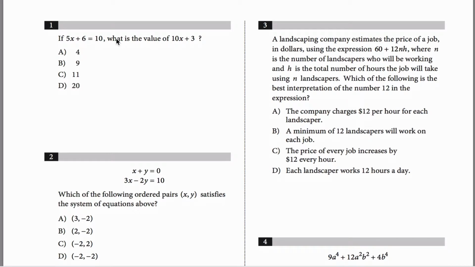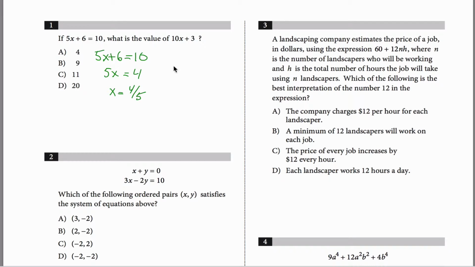So this first problem, you're told that 5x plus 6 equals 10 and asked what is the value of 10x plus 3. Few different ways you can solve this, but probably the most straightforward is to solve for x over here. So you got 5x plus 6 equals 10. You want to be able to solve this linear equation. You want to get the x all by itself. So get rid of this 6 first by subtracting 6 from both sides of the equation. And then divide both sides of the equation by 5, and you'll get that x is equal to 4/5.